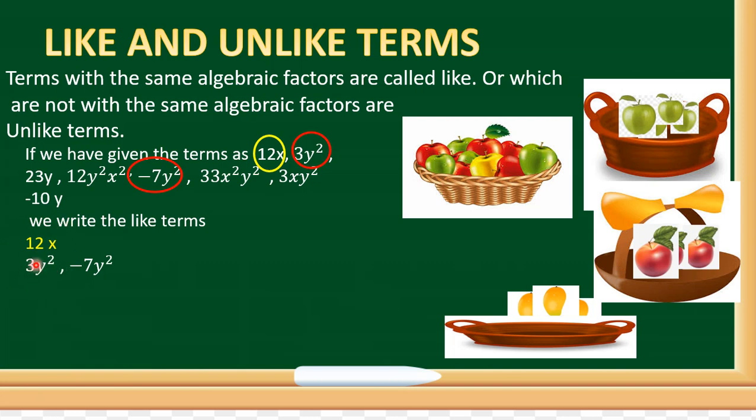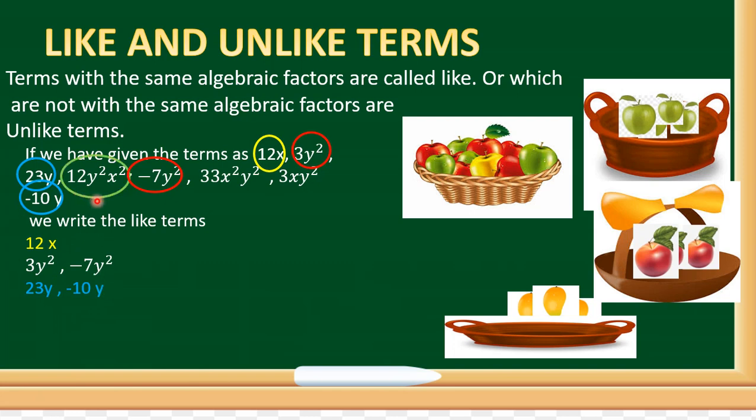So both the variables are different here. So we can say 12x and 3y square are the unlike terms. Now search for another like terms. Take 23y. Is there any term containing y? Yes, it is minus 10y. So we can say 23y minus 10y. These two are the like terms here.